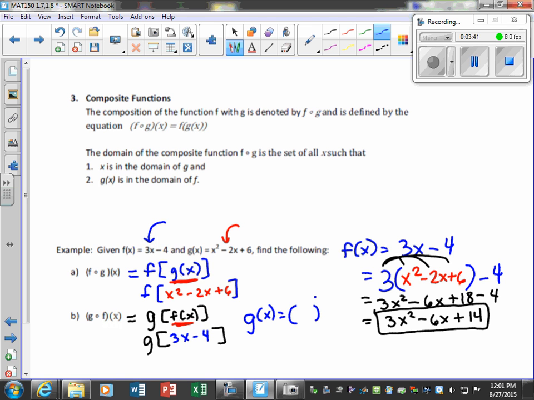Everywhere there's an x, actually I need more room. Everywhere there's an x, put a parenthesis. So x squared minus 2x plus 6. So go to your g function. Everywhere you have an x, we're going to put a parenthesis because we're plugging this in for it. So we're going to plug in 3x minus 4.